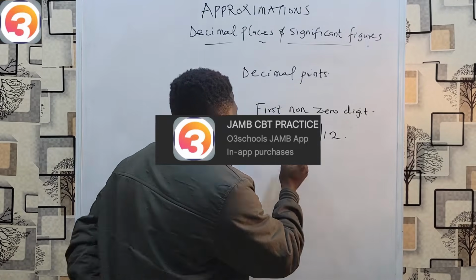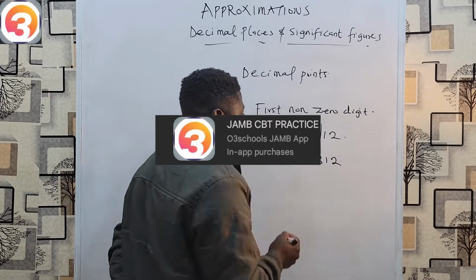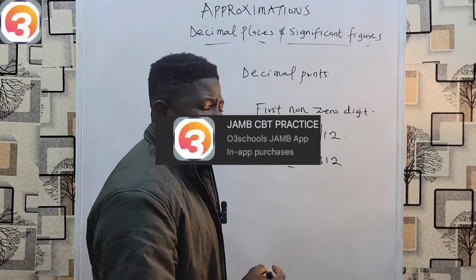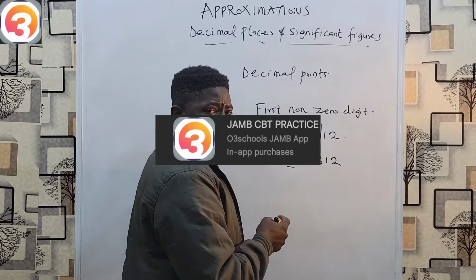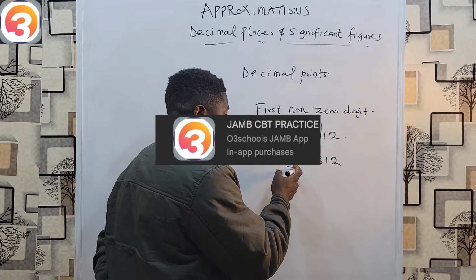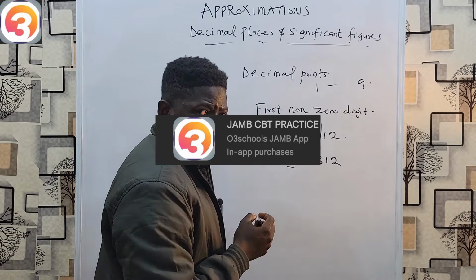So that means we are actually looking at what? The number 0.0312. Zero is not non-zero, it's zero. So it's not significant. This is not a significant number, 1 to 9, right? It is not significant. You get me?